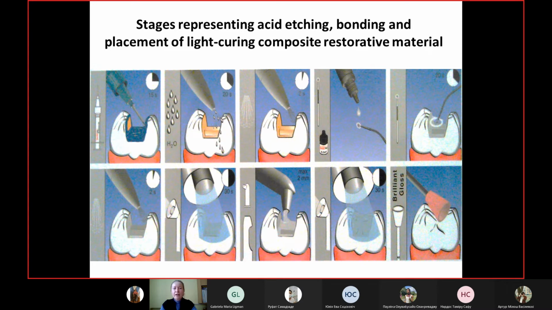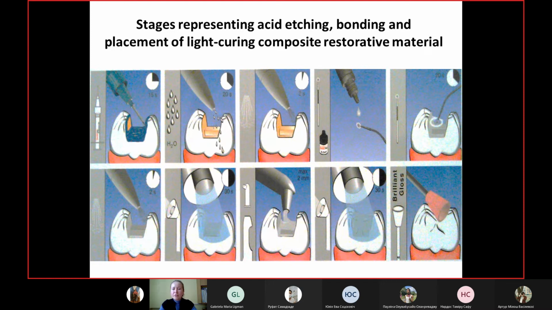So applying etching gel, then washing it twice longer than etching time, with a light stream of water, but with an appropriate amount of water to wash the gel from the caries cavity.